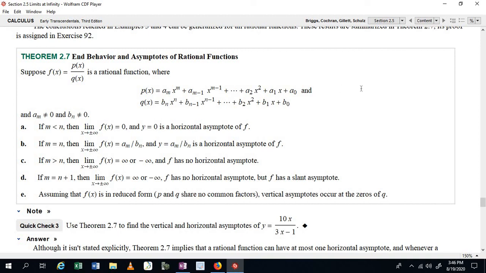So this basically gives you an overall picture of what's going on with rational functions. It gives you the end behavior, and it tells you about the horizontal asymptotes, the slant asymptotes, and the vertical asymptotes. So it's a good reference. I would say anytime that you're working with rational functions and you want to know something about their asymptotes or their end behavior, you should refer back to this theorem.